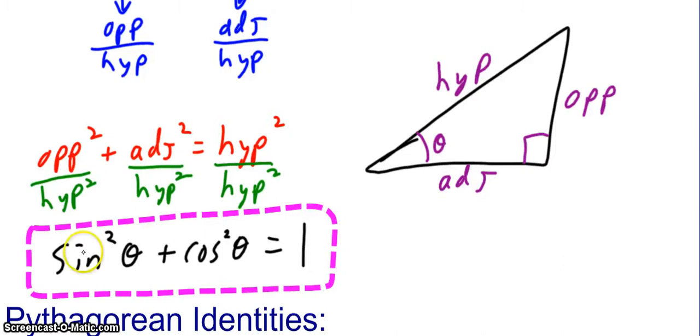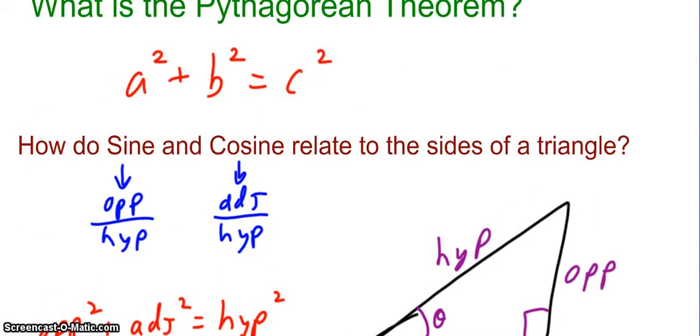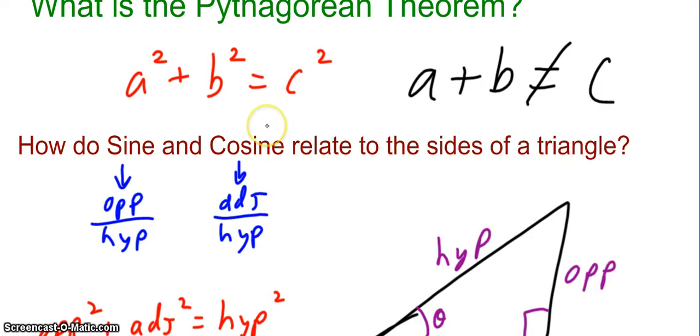Now, I want to point out, this identity only works if these are squared, because it comes from the Pythagorean theorem. Remember that a squared plus b squared equals c squared. A plus b does not necessarily equal c. Sorry, I still had it on that funky pen. I just got so excited. A plus b does not equal c. I mean, maybe it does. Probably not, though. So the Pythagorean theorem only works if the terms are squared and it's a right triangle.